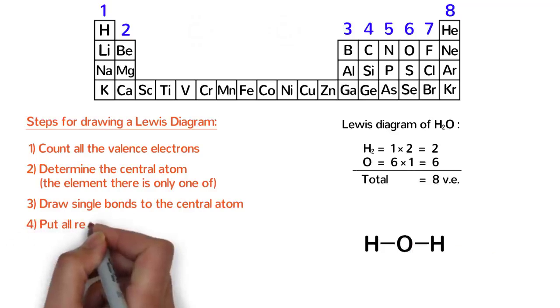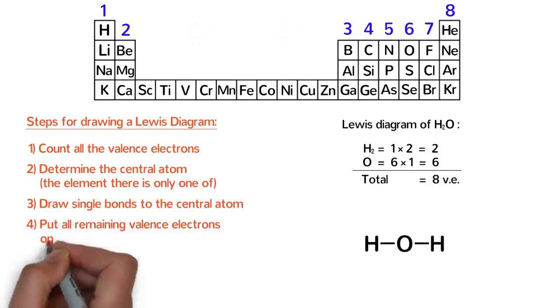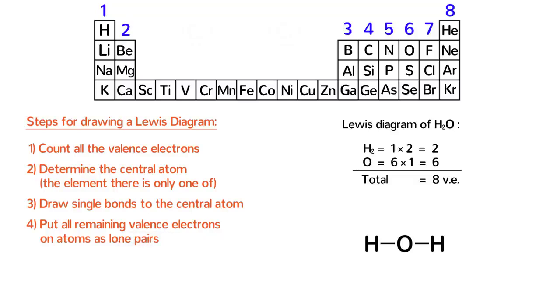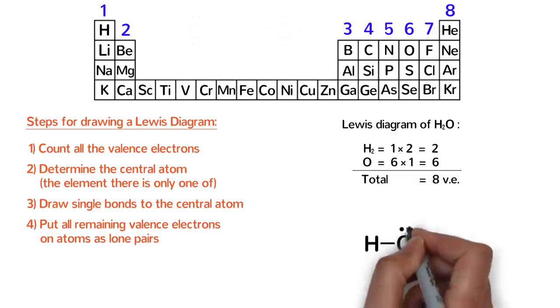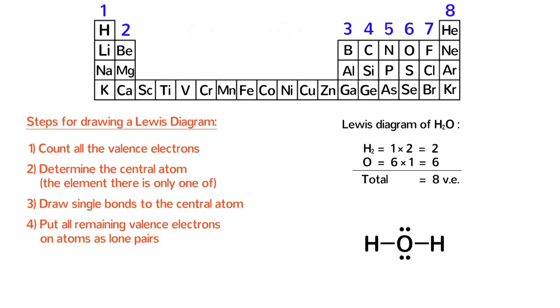Step 4. Put all of the remaining valence electrons on atoms as lone pairs. For H2O, we start with 8 valence electrons. We have used 4 electrons for the 2 single bonds, so that leaves 4 more electrons left over. We put all 4 of these remaining electrons on oxygen instead of hydrogen because hydrogen is already happy with 2 valence electrons. Remember, never give hydrogen more than 2 valence electrons. Everyone else wants 8 valence electrons, but hydrogen only wants 2.